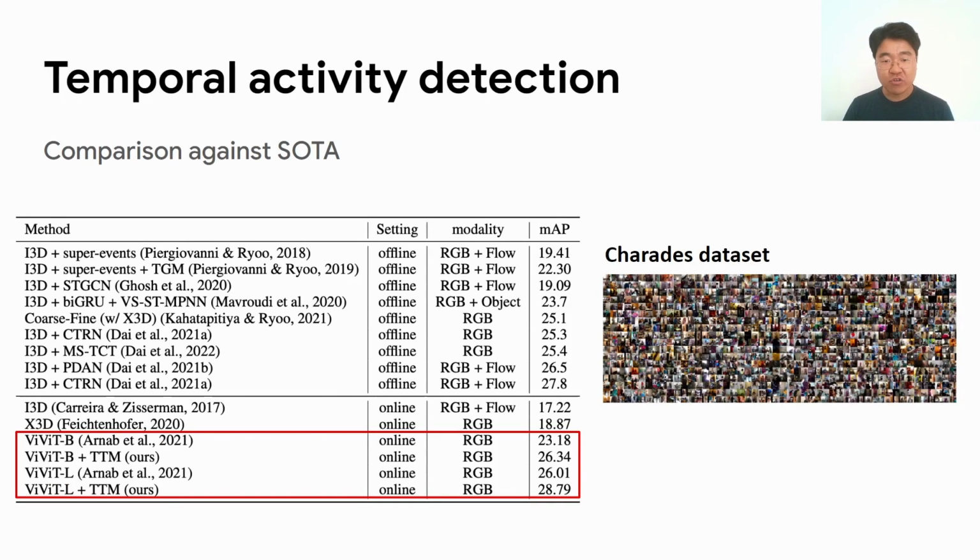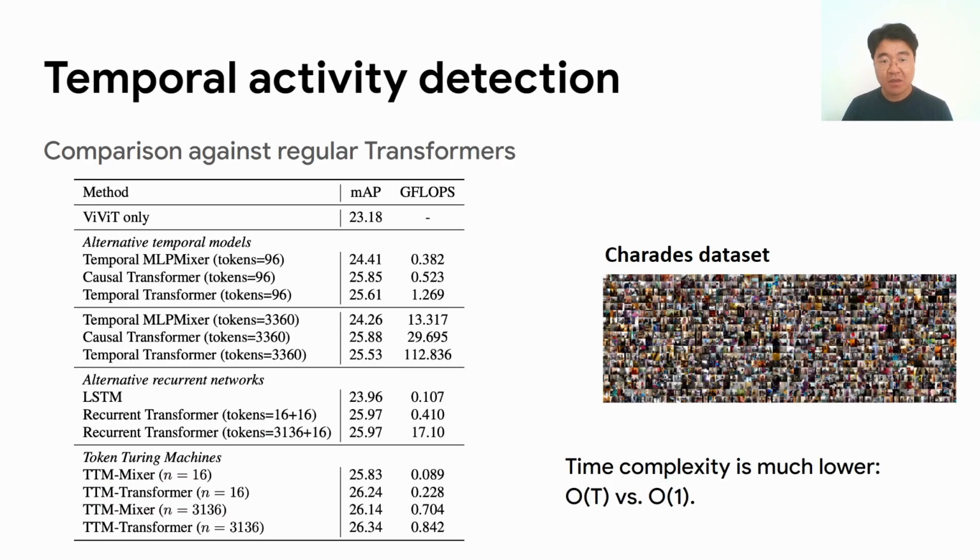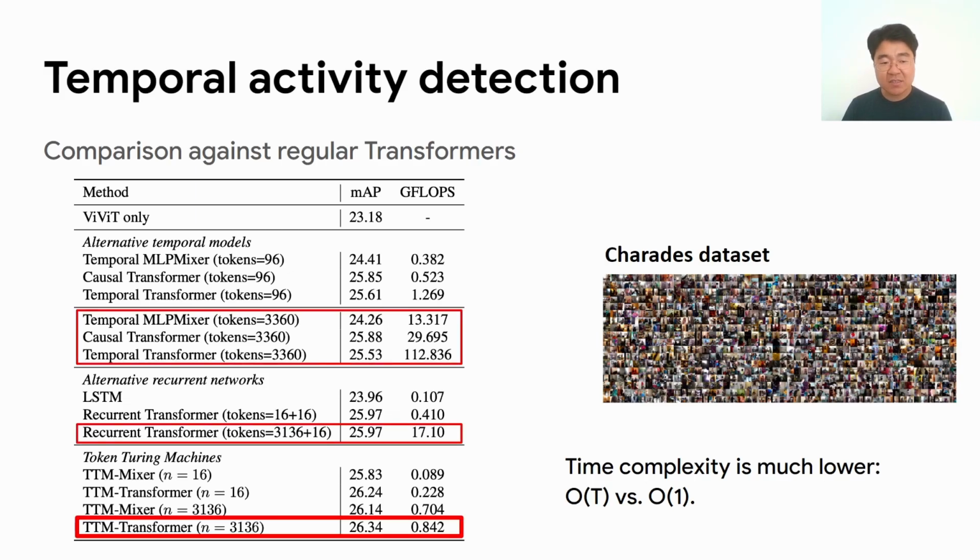We tested Token Turing Machine on the Charades dataset for human activity localization. We are able to see that Token Turing Machine achieves state-of-the-art by modeling temporal structure on top of video ViT. We also did an ablation more explicitly comparing Token Turing Machine with conventional temporal transformers. And when these approaches are taking advantage of the same number of tokens, we are able to see the clear computation benefit of Token Turing Machines. It also performs slightly better.